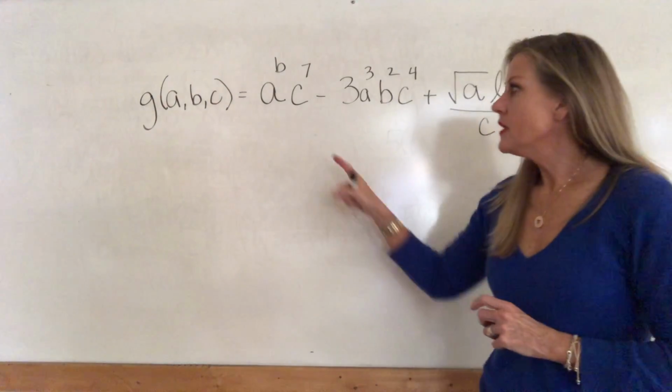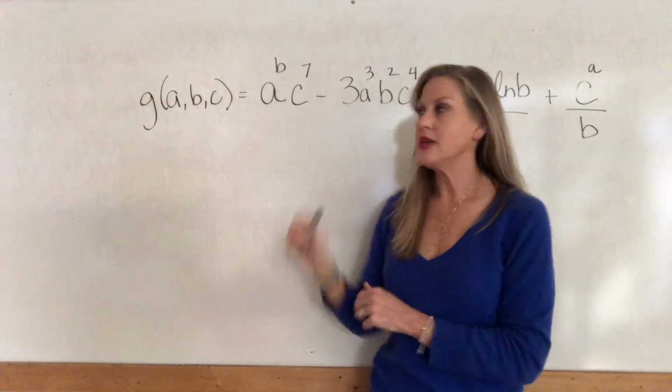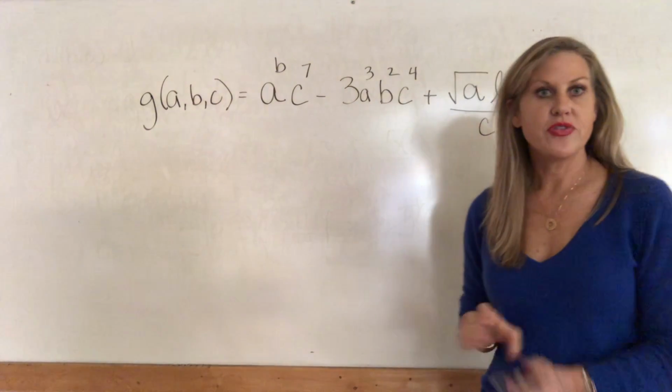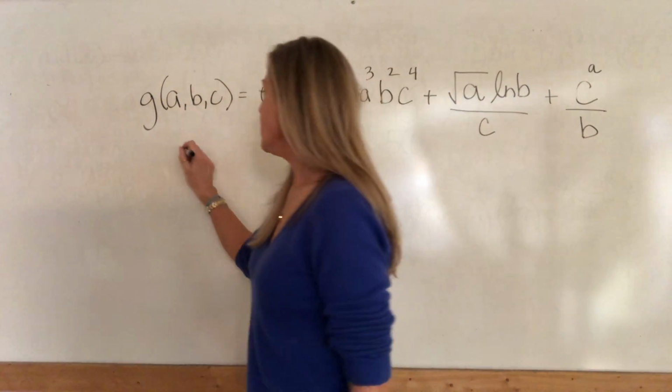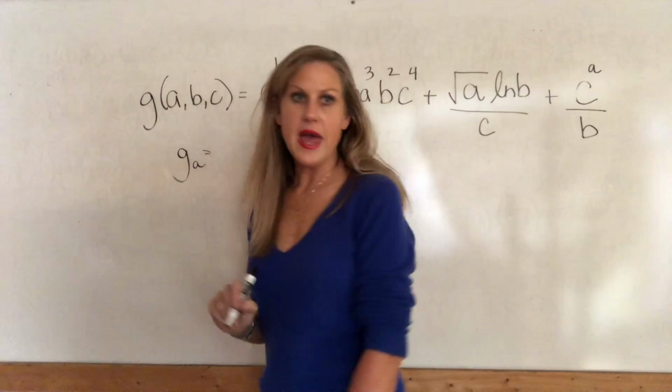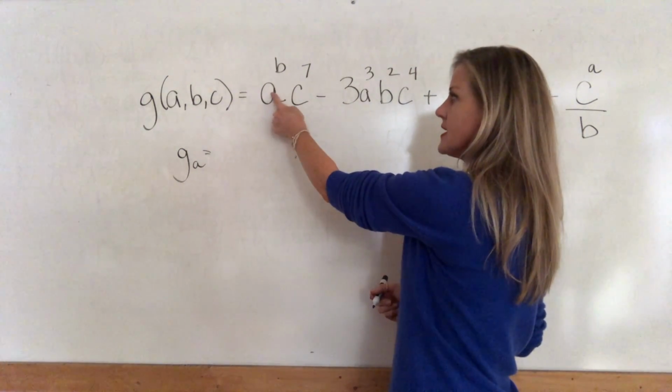Here's my second one. Now I've given us 3 input variables, a, b, and c, so I'm just going to have 3 separate partial derivatives. My first one will be g sub a, so I'm deriving with respect to a. First term has an a.